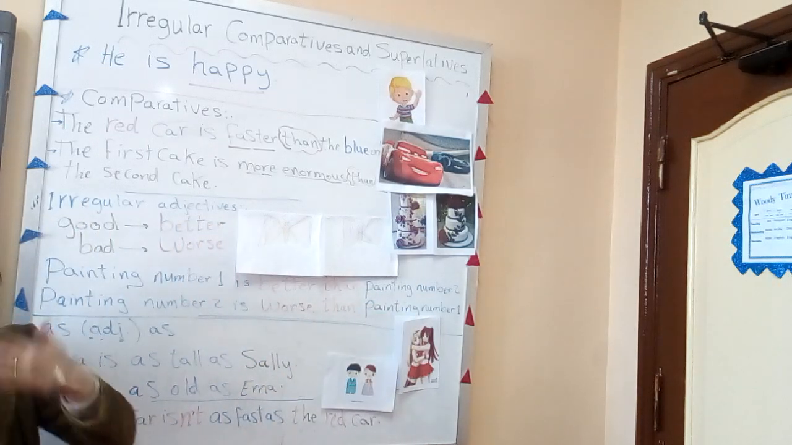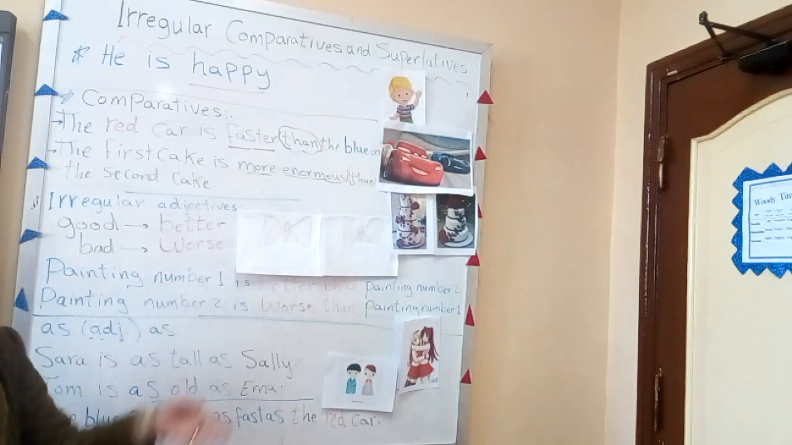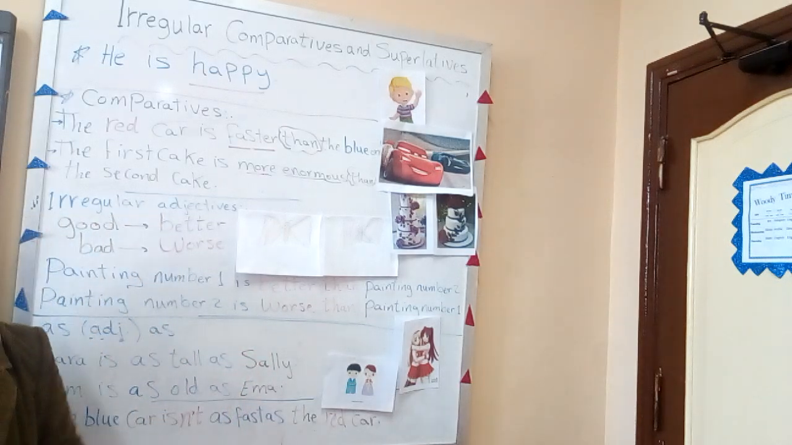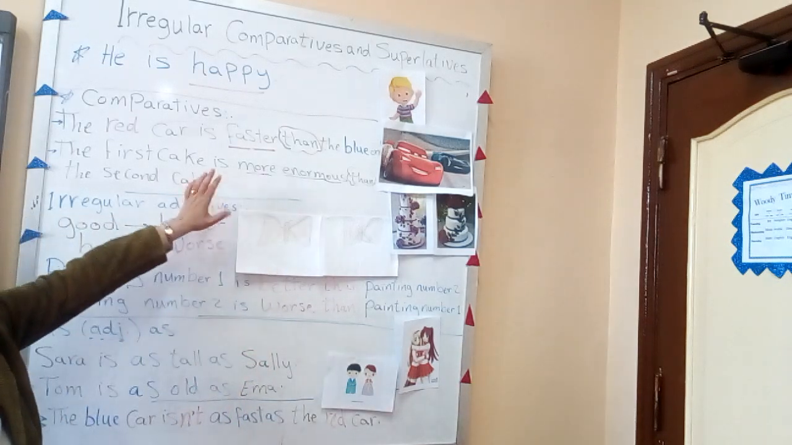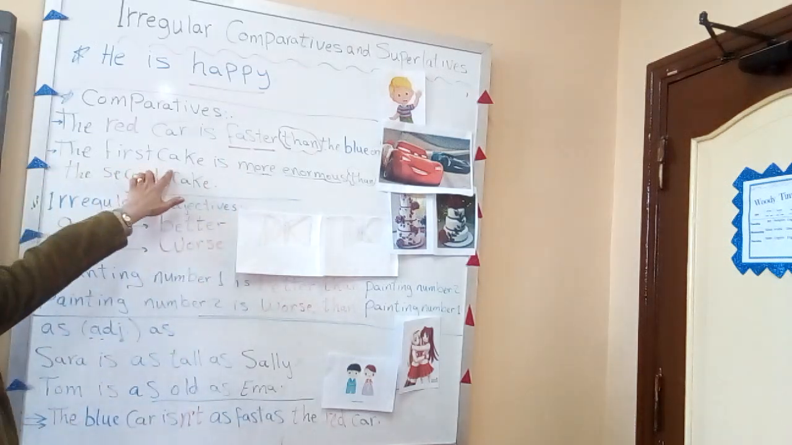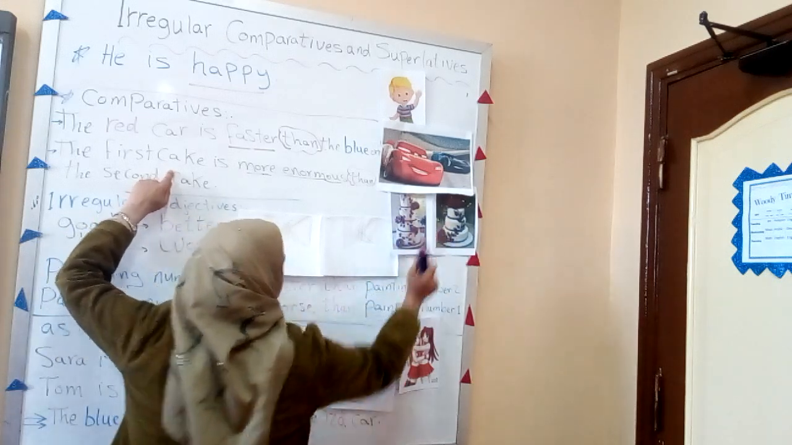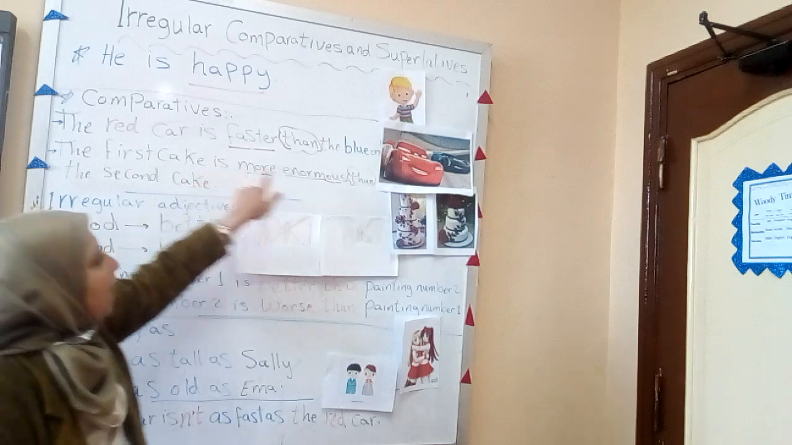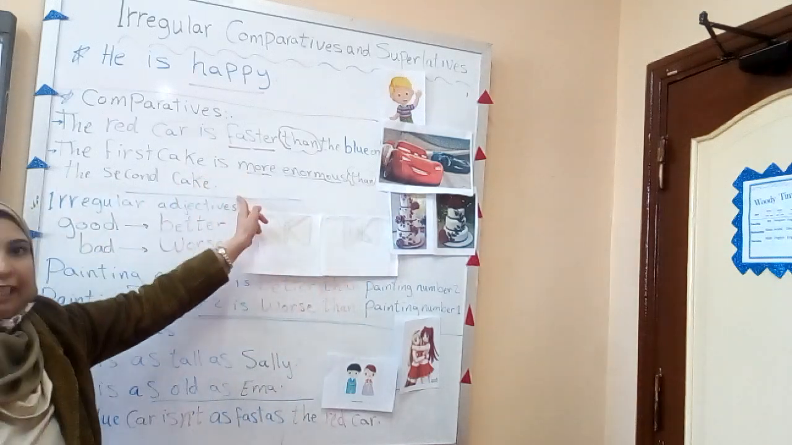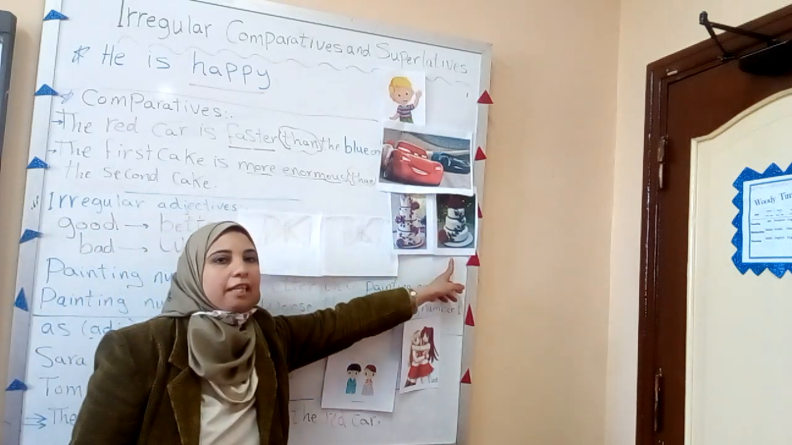If the adjective has more than one syllable, 2 syllables, 3 syllables, and this adjective here, enormous, it has more than one syllable. So we add the adverb more in front of it. The first cake, look at these cakes. This is the first and this is the second. The first cake is more enormous than the second cake. The first one is more enormous than the second one.